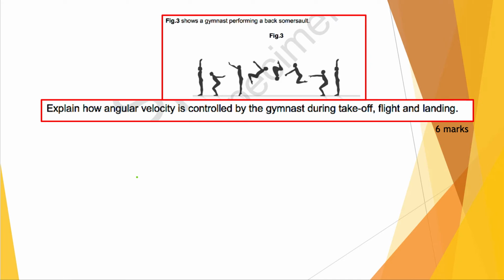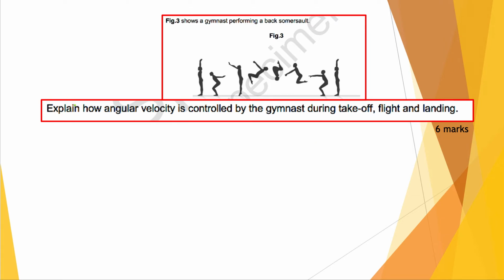You can either write out the question and then pause the video and have a go at answering it, or you might want to write out the question and have a look at the answer and listen to me talk it through and then have a go at answering it. So question number 1: explain how angular velocity is controlled by the gymnast during takeoff, flight and landing. This question is worth 6 marks.